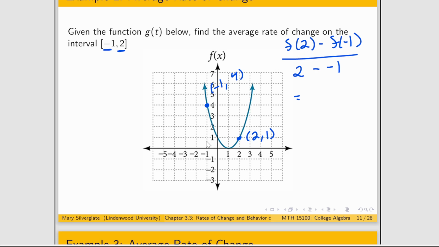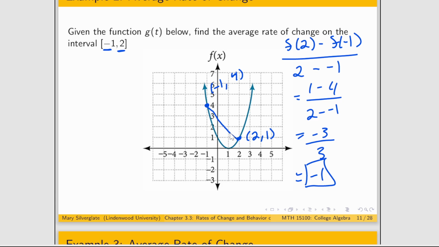So f(2), according to our graph, was 1. That was the y value when x equals 2. f(-1) was 4. That's the y value when x is -1. And then we have 2 minus -1. 1 minus 4 is -3. 2 minus -1 is +3. -3 divided by 3 is -1. So the average rate of change on that interval was -1.